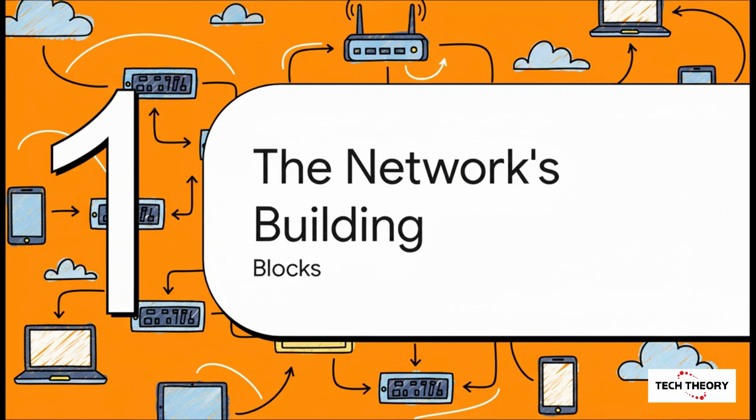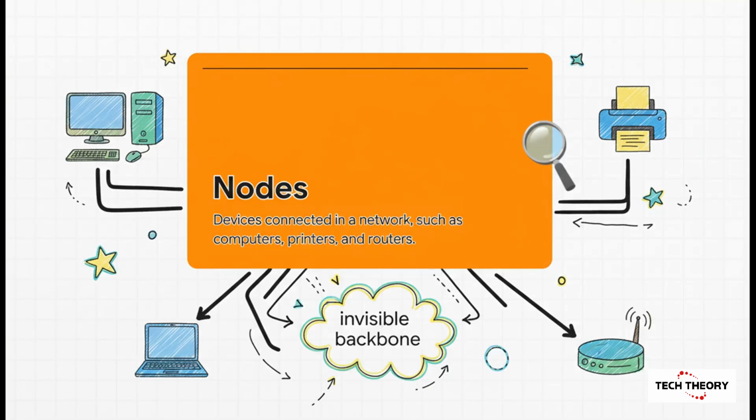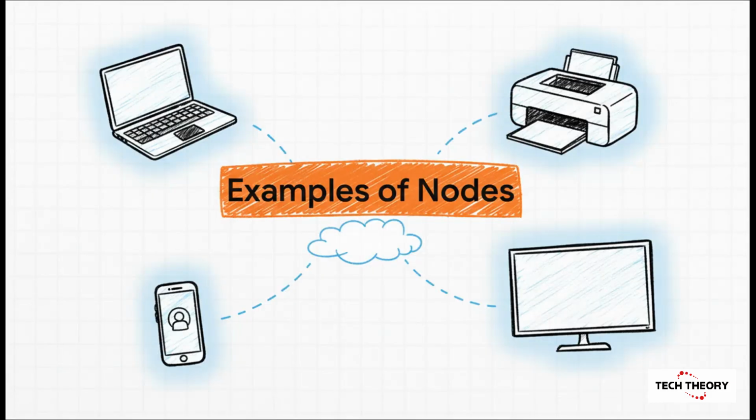Okay, so to really get how all this works, we've got to look at the basic building blocks, the fundamental pieces that make up any network, whether it's tiny or absolutely massive. All right, first up is something called a node. Now, I know that sounds super technical, but trust me, it's not. A node is just any device, any single thing that's hooked up to the network. And you are literally surrounded by them. Right now, your computer? That's a node. The printer down the hall at work? Yep, that's a node too. Your smartphone, your smart TV, if it's connected, guess what? It's a node. Simple as that.